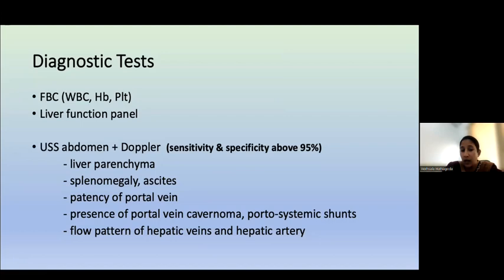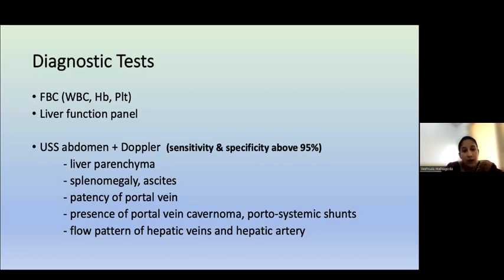because compared to the other tests which we have discussed, this has a sensitivity and specificity of about 95%. So most of the time, if we ask for an ultrasound scan abdomen and Doppler, you can gather a lot of information. You can look at the liver parenchyma, the size of the spleen, ascites, and patency of your portal vein and hepatic vein with their flow pattern, and whether there is anything like cavernoma formation or any portosystemic shunts.